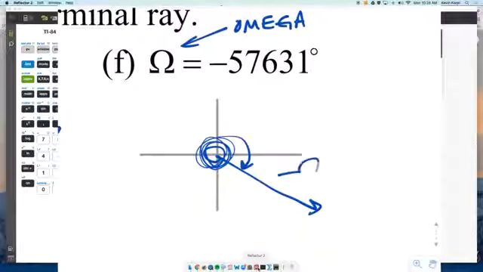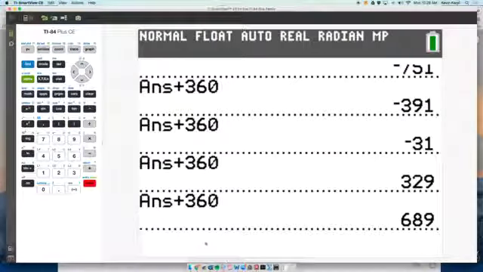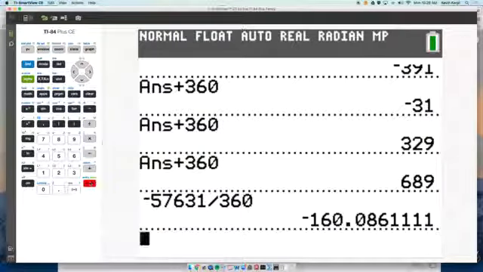But there it is. There's omega, and we've labeled it. Now, of course, that's not going to be the best way to write omega. I don't like that one. There we go. What's the better method? Negative 57,631, and divide it by what? 360. That was negative 160 rotations. Now, instead of subtracting the negative 160, I want to get back. So I'm going to add 160.